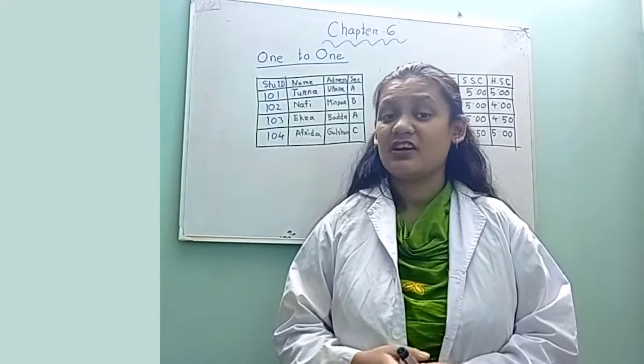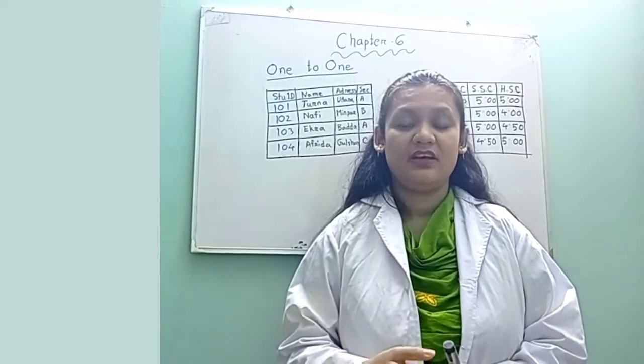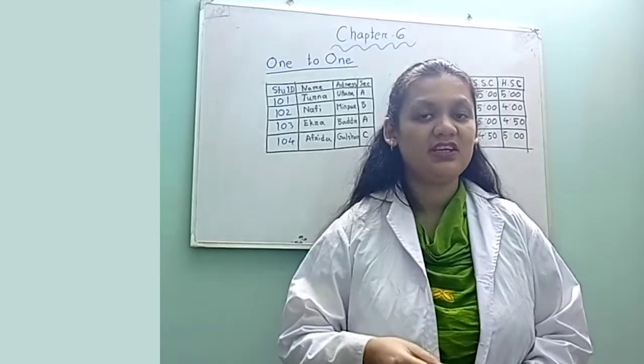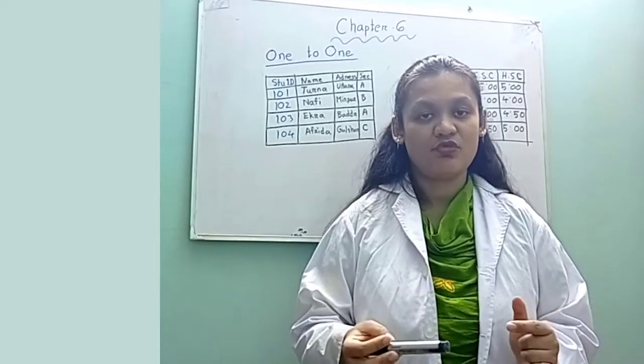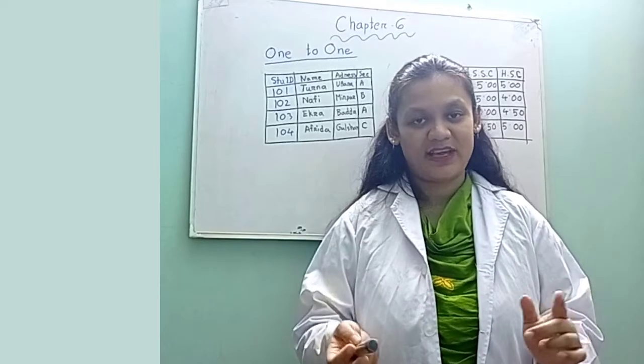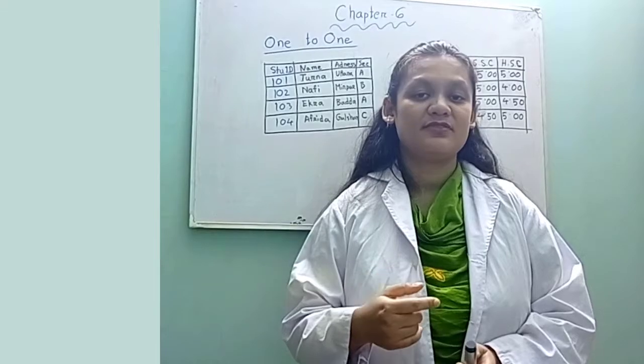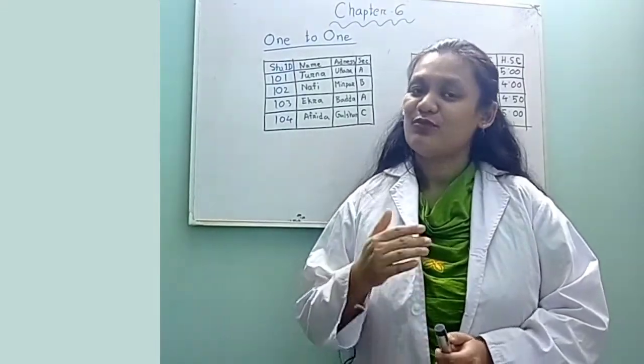In a database, there are 4 types of relationship. First one is one-to-one relation, second one is one-to-many, third one is many-to-one, and last one is many-to-many. My dear students, today I will cover the first 2, that means one-to-one and one-to-many.